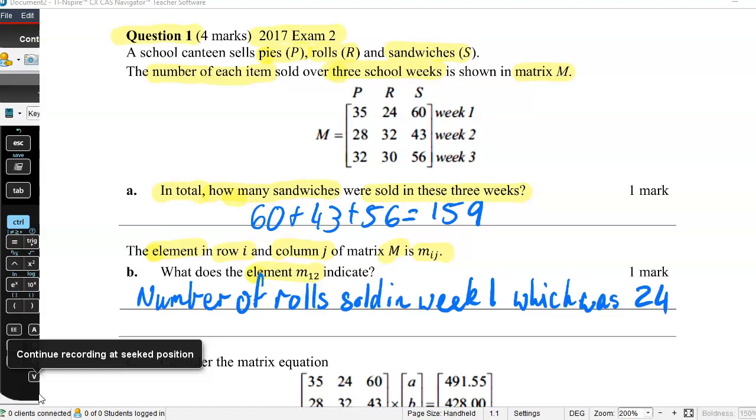75% of the state got a mark there, 25% said 0. Some students only put 24, which isn't really a complete answer. It's not asking you what is that element. It's asking, what does that element indicate? What does it mean? It means the number of rolls sold in week 1. All right.